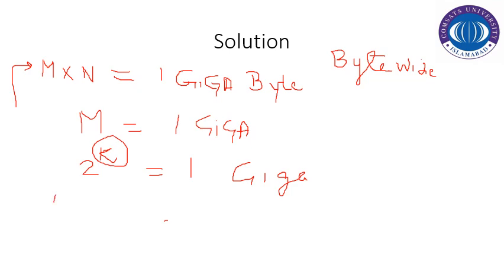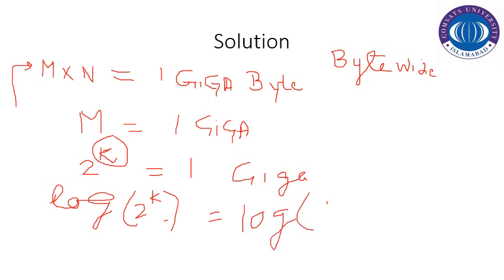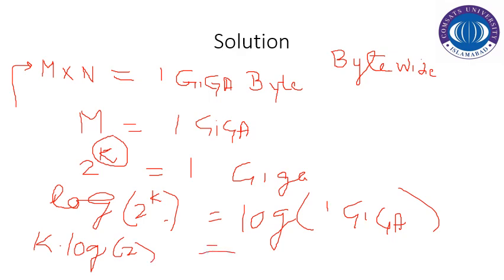So log 2 raised to power k equals log 1 giga. Here we can say that k log 2, applying the log property, is equal to log 1 giga.